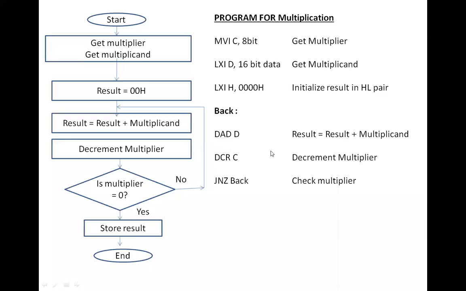But till the value of C is not 0, the zero flag is not set, and it will go back and execute this particular loop. But once this value becomes 0, we are going to store the result into some memory location. Where is the result? I have already mentioned that the HL pair register will be used to store the result.